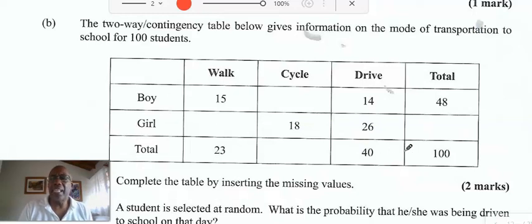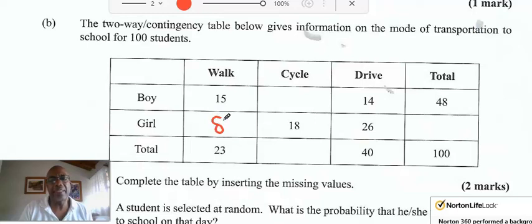Now the table really is self-explanatory. You don't even have to understand what a contingency table is, because the first question said to complete the table by inserting the missing values. And just note, we are given the totals. So the total number of students who walked is 23. And since 15 boys walked, we simply subtract 23 minus 15 to get the number of girls who walked. And when you do that, we're going to get the answer as 8.